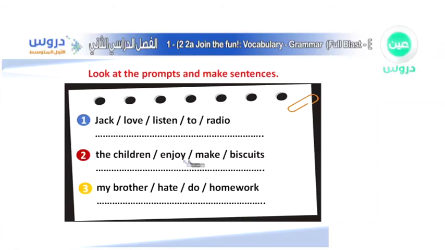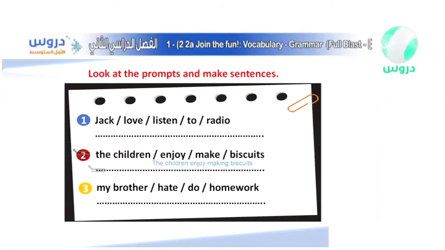What about the second? The children enjoy make biscuits. What do you think? It's going to become like as we have always done. The subject over here is the children, because it's a they. What do they actually do? They enjoy. They enjoy what? What about make? It becomes making, and then biscuits. So the children enjoy making biscuits. This is the second sentence.